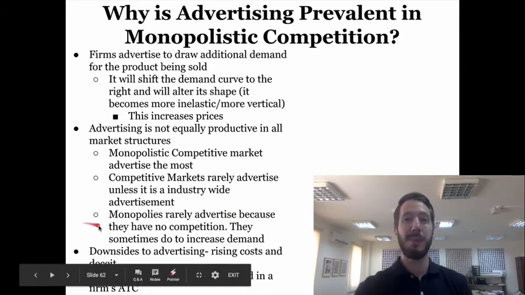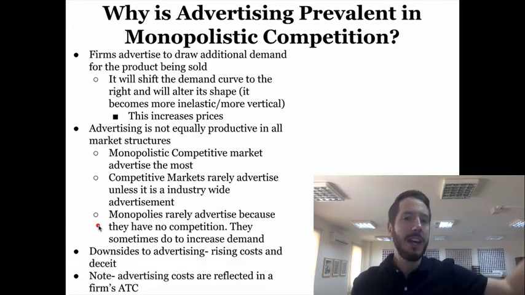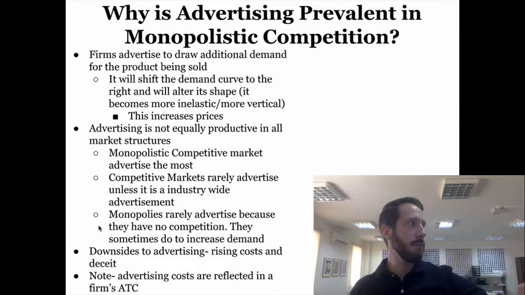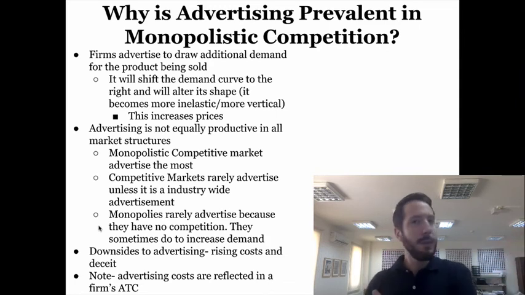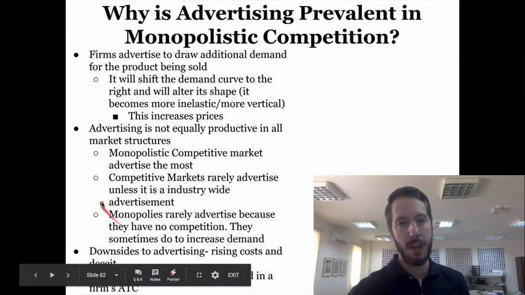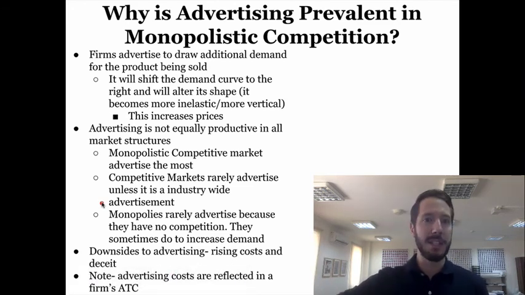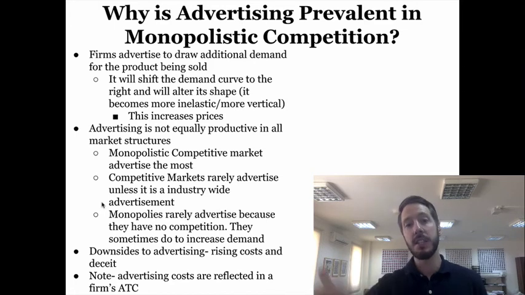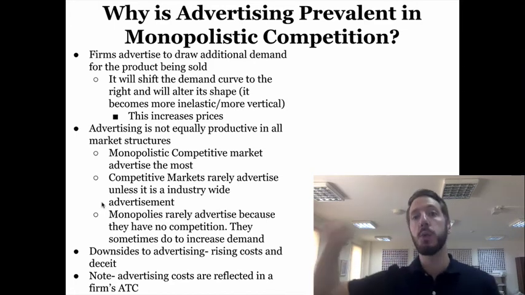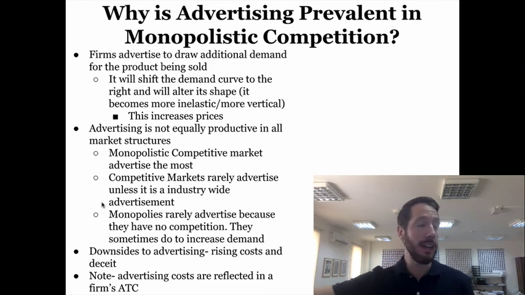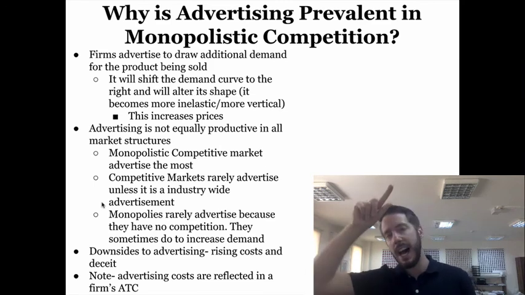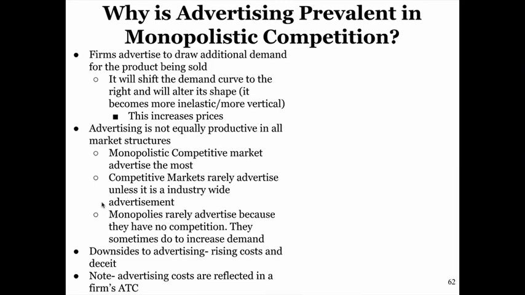Monopolies rarely advertise because you have no competition. What's the point in advertising? They might if they're trying to get more consumers and sell a new product, but really there's no point because they have no competition. They sometimes do it to increase demand, though. Now, there are some downsides, like rising costs, or you could put out an advertisement and it doesn't work. Advertising costs are always reflected in your average total cost, which is why I say a monopolistic competitive firm has higher average total cost than a perfect competitive firm.